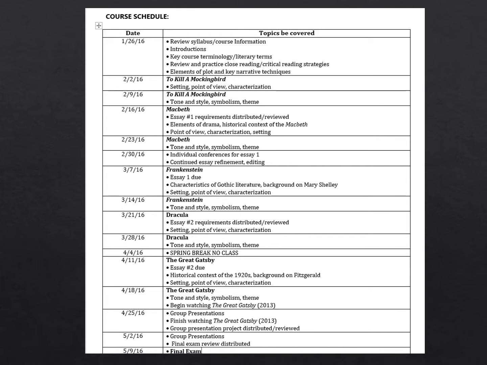Week 1, we would simply get familiar with each other, review the course syllabus, and any key terminology that would be relevant to the course from there on out. And as you can see, I have dedicated approximately 2 weeks to each work, starting with To Kill a Mockingbird and ending with The Great Gatsby. The final exam would be given at the conclusion of the course.